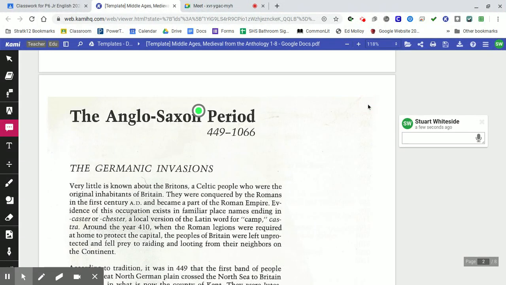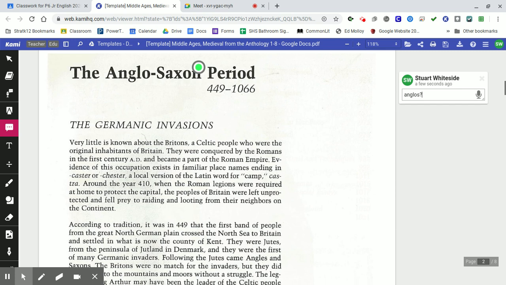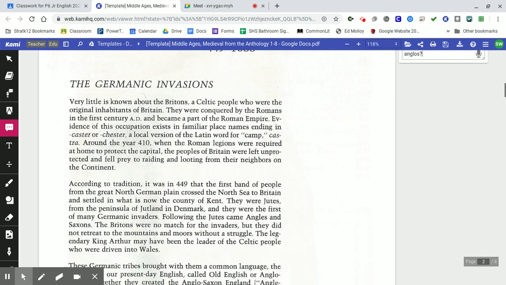You've heard of Anglo-Saxon and you've heard of Anglos. You've heard that expression for whites. Okay, so this is going back to the time when the Anglo-Saxons started. All right, they started what they called the Germanic invasions. And I'm just going to read.